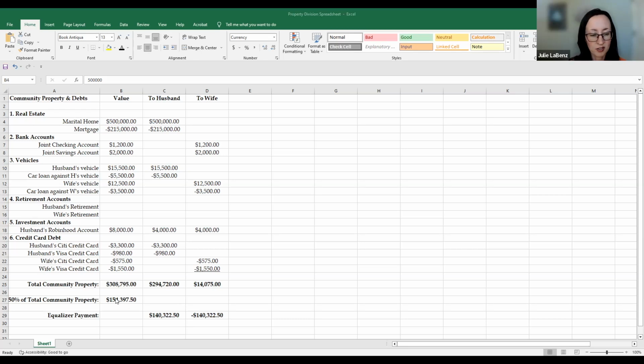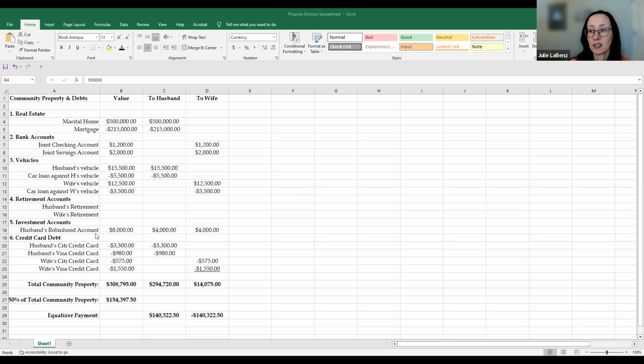Alternatively, there can be what's called an equalizer payment. So what this is, we take the amount that husband is receiving under this proposal, and we subtract it from what he should get if it's a 50-50 division, and it's this $140,000 difference. Same thing here, we take this amount, subtract it from the 50% amount, and we get this 140,000. So under this proposal, husband could pay wife 140,000, let's say, and he could refinance the house and get that money or something. And then that equalizes it out and it's a fair division.